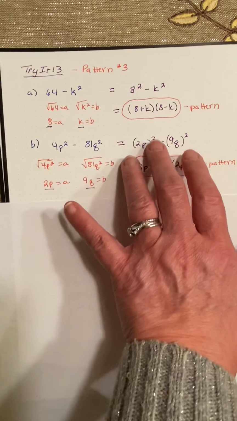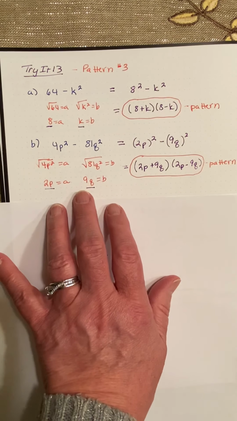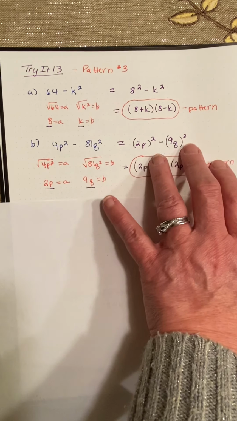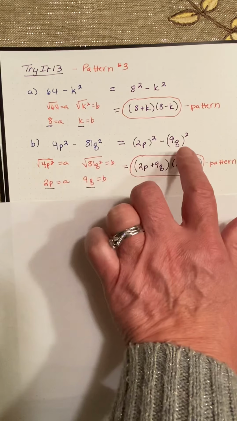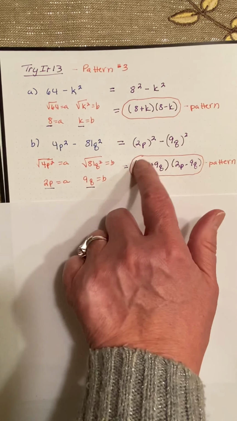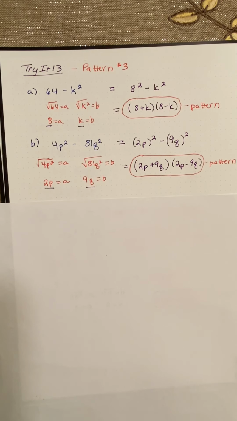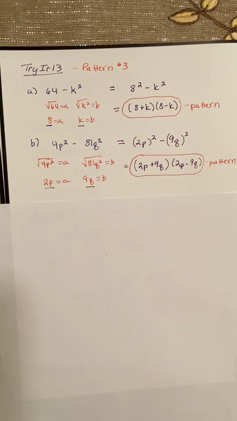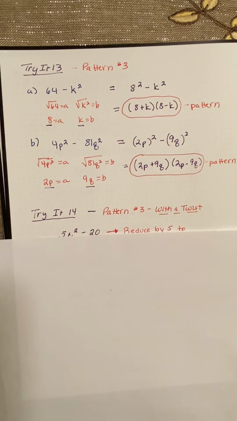I take my a and square it, 2p squared, minus b squared, which is 9q squared, and then I go from this to the pattern. 2p plus 9q times 2p minus 9q, and that is my factorization of try it 13, letter B. Now going on to try it 14, I said this is pattern 3 with a twist. Okay, let's see what happens.